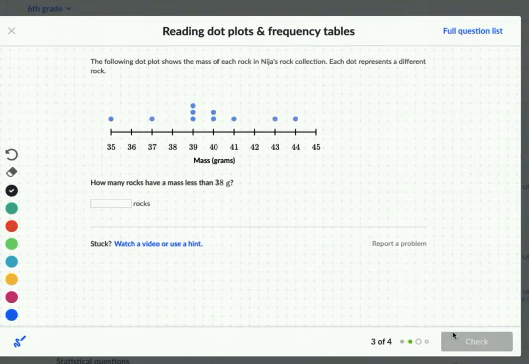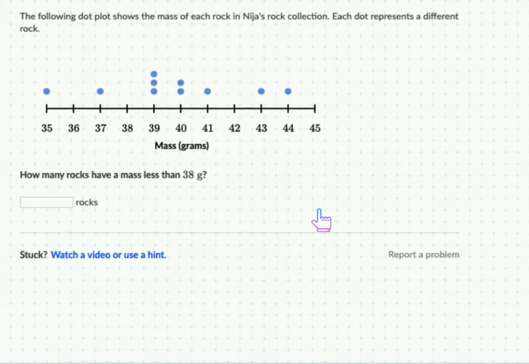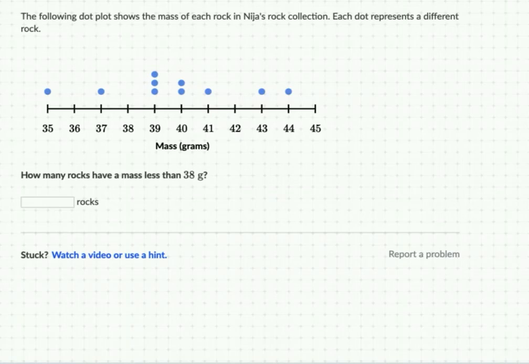Okay, let's try another one. All right, so you should also be able to read a dot plot. So this dot plot here shows the mass of each rock in Nidja's rock collection. Each dot represents a different rock. So they want to know how many rocks has a mass less than 38 grams. Pause the video and try it.